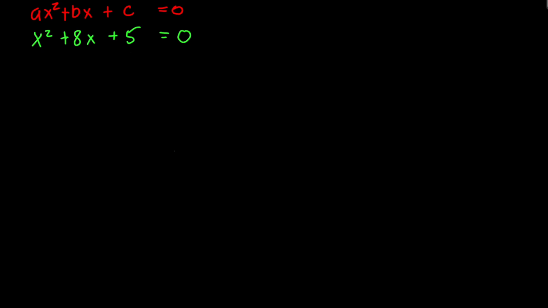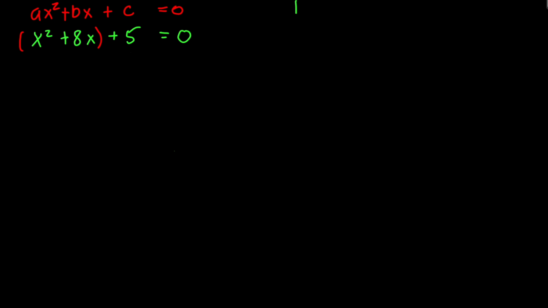So our first step is to put brackets around the first two terms, the ax squared and bx. And after that we're going to try to factor out any numbers in front of a. In this case there's no factors. Nothing to factor out in front of a since a is equal to 1. So we can skip that step.